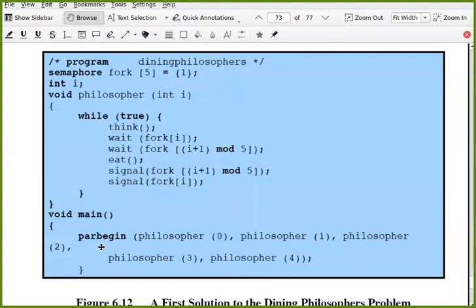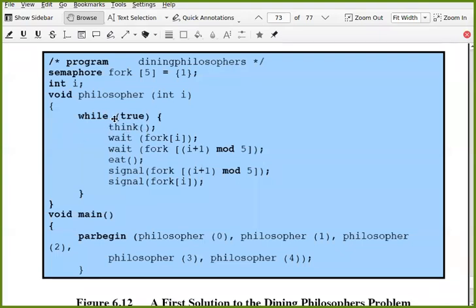You can see that the main process creates these philosophers from 0 to 4, and this is the code which is executed by each philosopher. It is an infinite loop, and as I told you, they do only 2 things, think and eat. While thinking, there is no problem. They can think independently. But while eating, they are using a shared resource called fork.